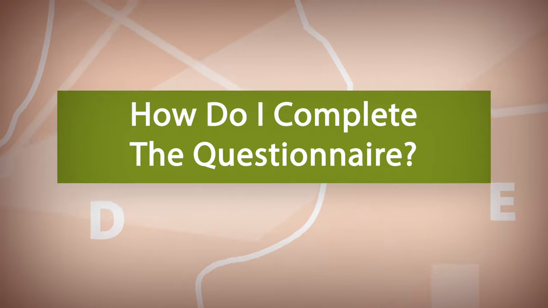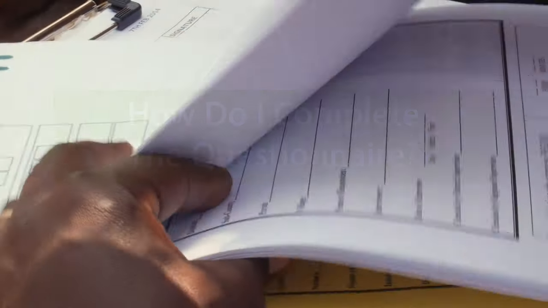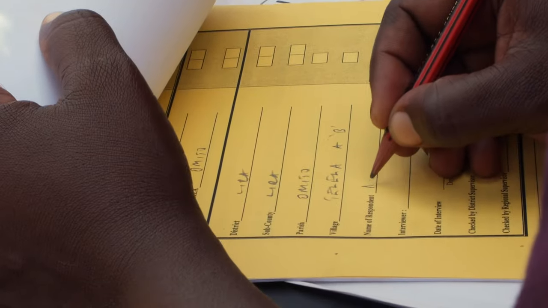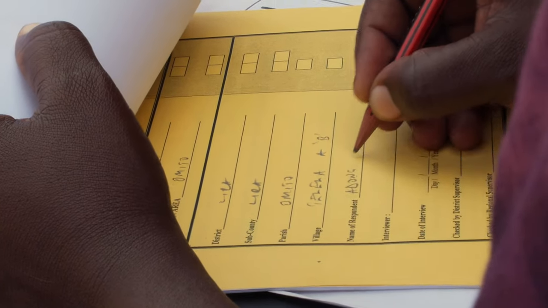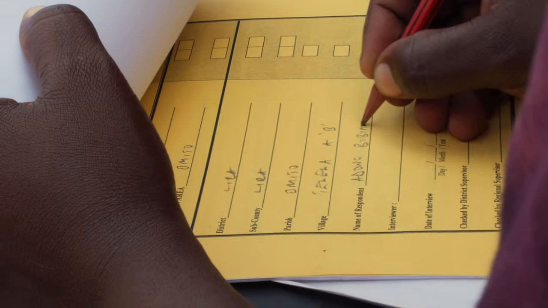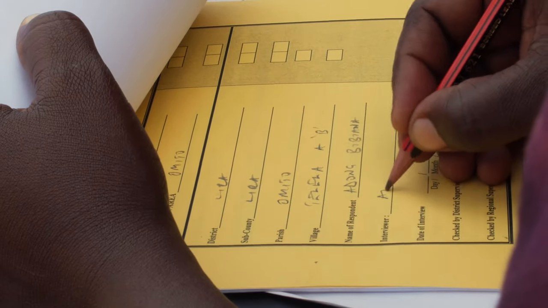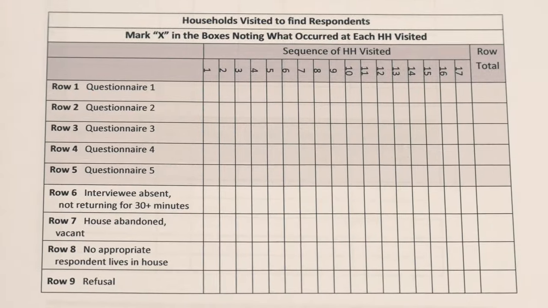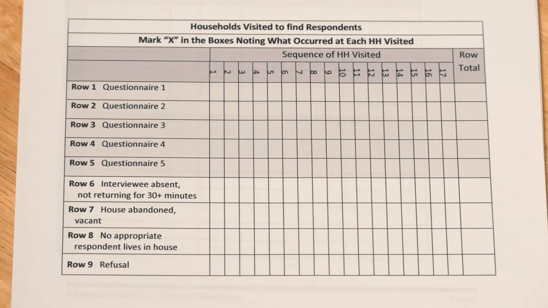How do I complete the questionnaire? When it comes to completing the questionnaire itself, there are a few useful things to keep in mind. Once you've filled in all the information on where you are and who you're interviewing, there is a table to keep track of what's happened so far in the households you visited.